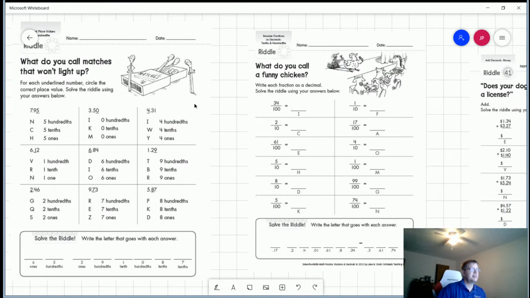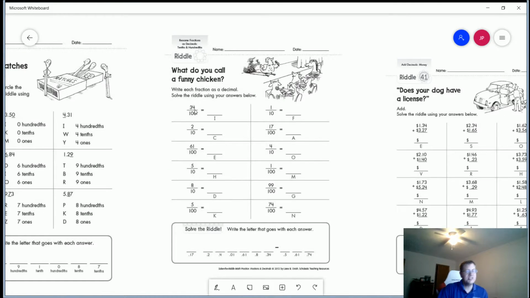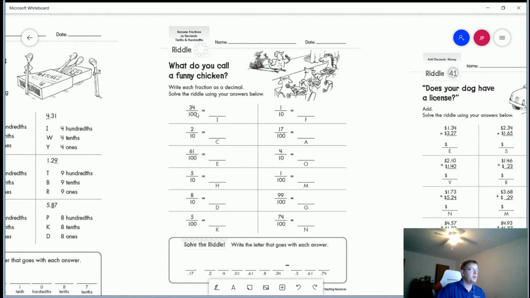We're doing something similar for this one. We are going to change from fractions to decimals. So for instance, we're working with hundredths here. We're working with tenths here. So keep that in mind when we think about how many digits we need to have after our decimal point. Okay. Again, we have a riddle.